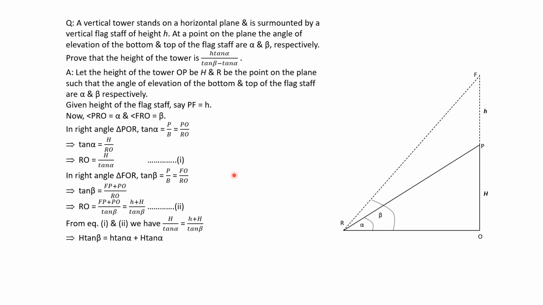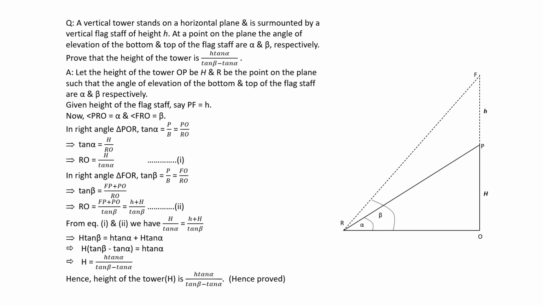Doing the cross multiplication, we get H tan beta equals small h into tan alpha plus H tan alpha. Taking capital H to one side, capital H into tan beta minus tan alpha equals small h tan alpha, or H equals small h into tan alpha whole divided by tan beta minus tan alpha. But what is H? H is the required height of the tower. Hence, the height of the tower, capital H, equals h into tan alpha whole divided by tan beta minus tan alpha. Hence proved.